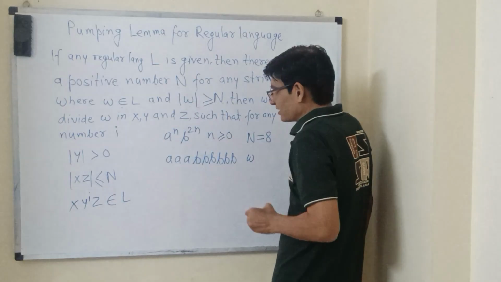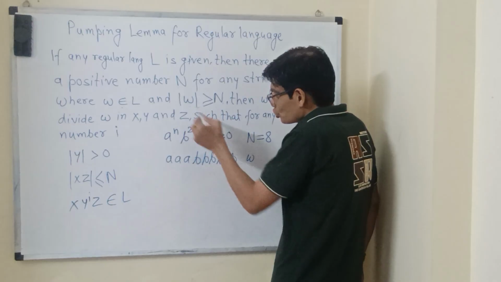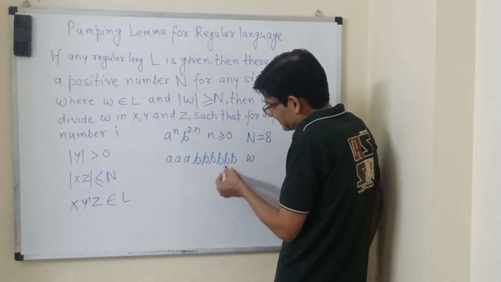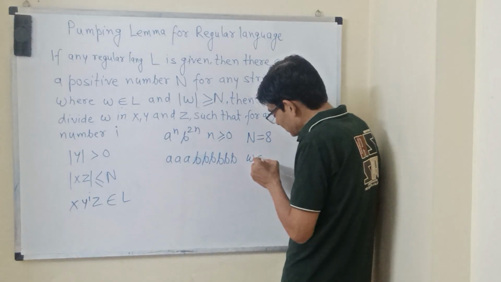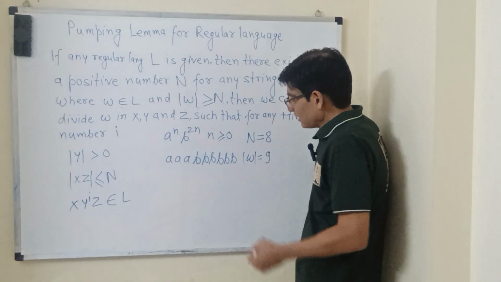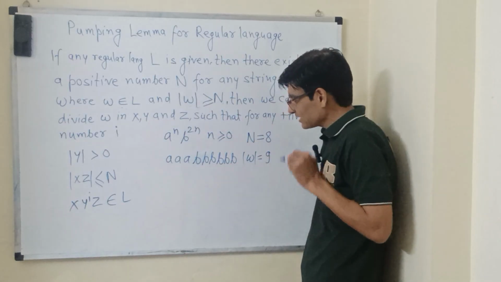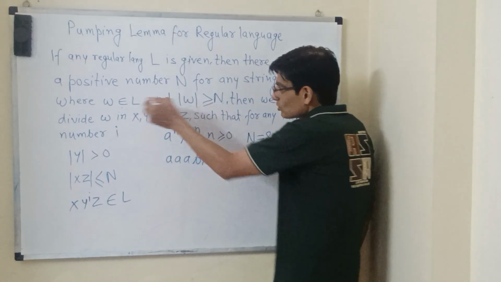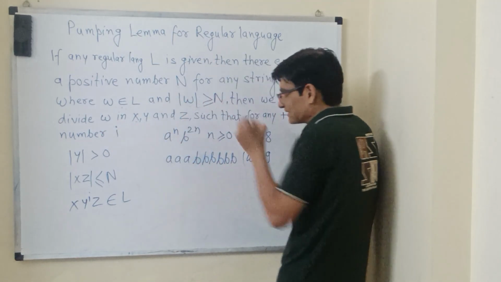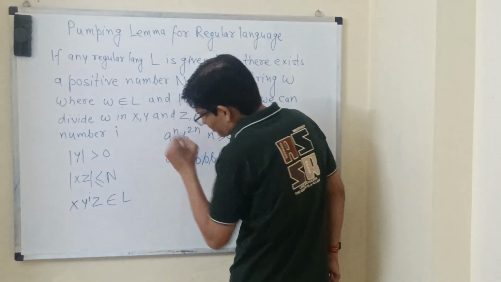Now we check this condition. The value of n, capital N, is 8. So now we will check the length of W. The length of W here is 6 plus 3, so the length of W is 9. And this condition is also satisfied. Now if these two conditions are satisfied, then we can divide W into X, Y and Z such that they will satisfy these two conditions also.